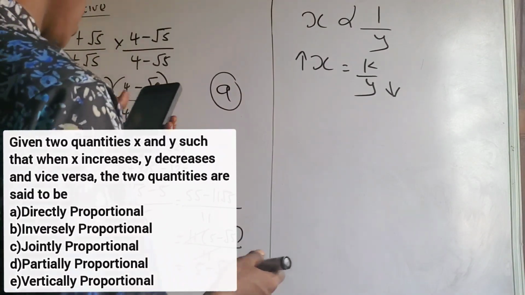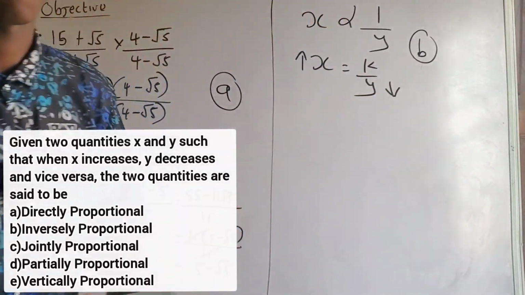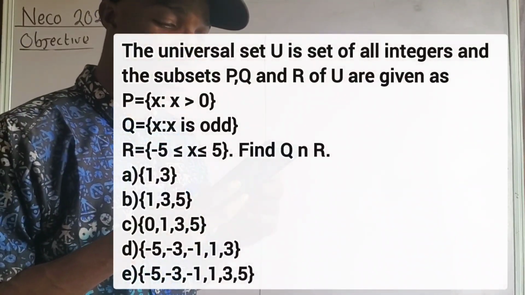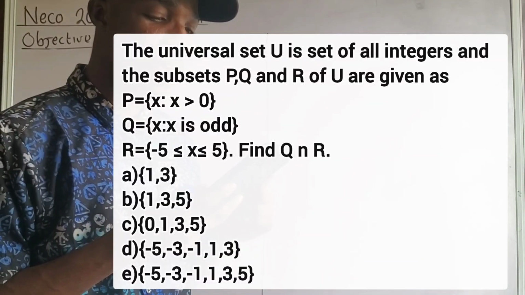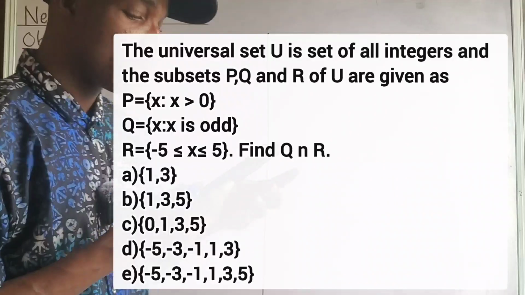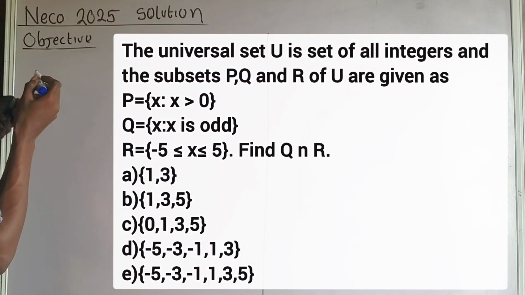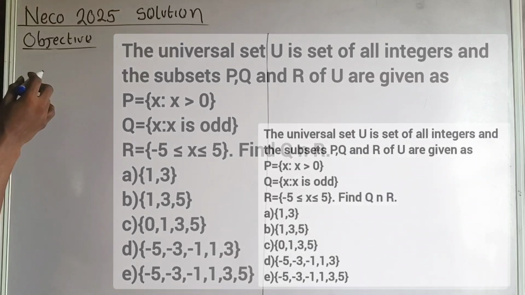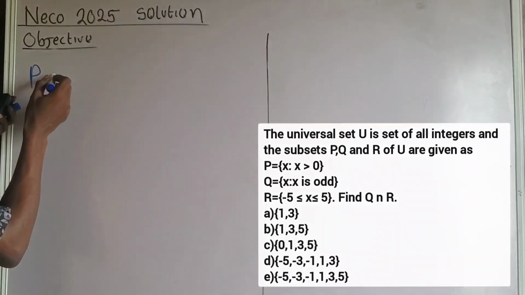Option B is correct for this. Option B is correct. The universal set U is the set of all integers, and the subsets P, Q, and R of U are given as follows. Okay, this is a question on set theory. So the universal set U is the set of all integers, and the subsets P, Q, and R are given as follows. So this is P.